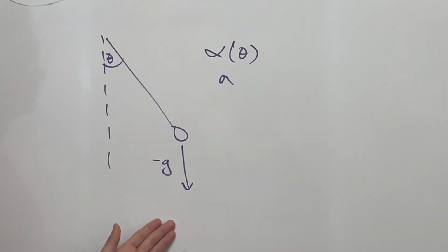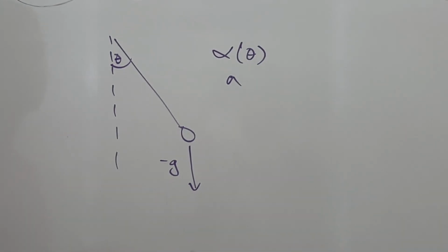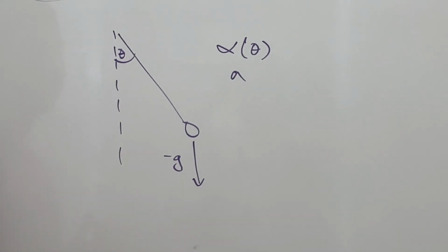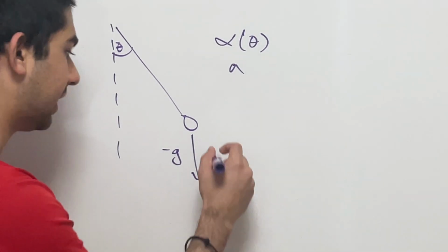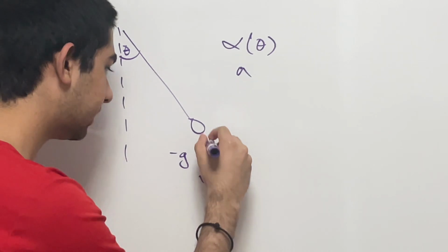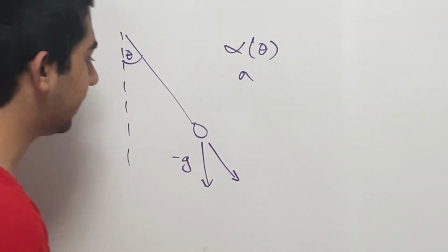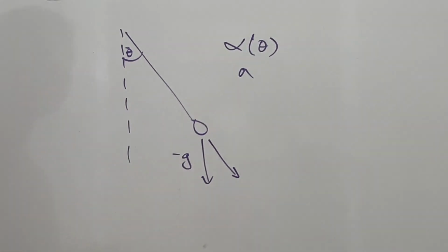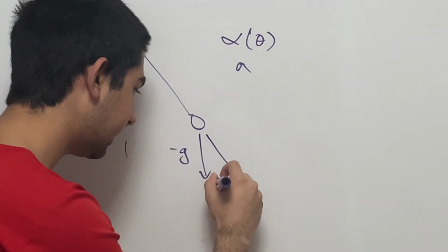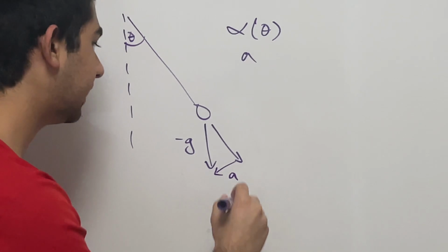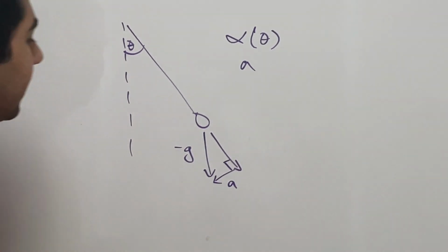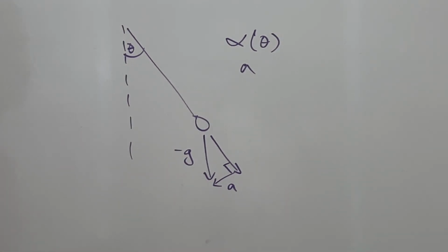So we have an acceleration vector pointing down with a value of negative g. To find the tangential acceleration, I want to break this up into an acceleration going this way, which deals with the tension on the string, and an acceleration this way, at a right angle. This is the acceleration that we care about.